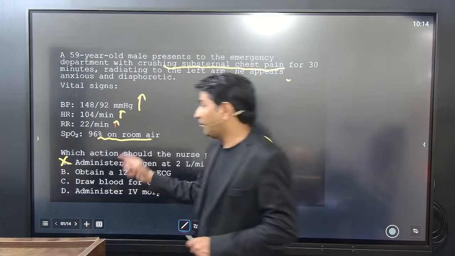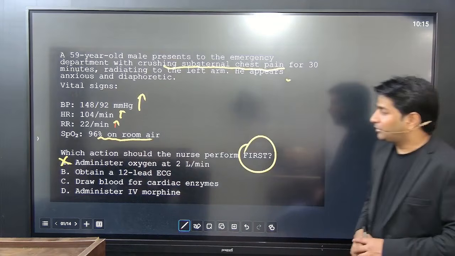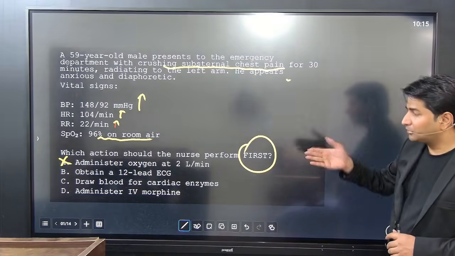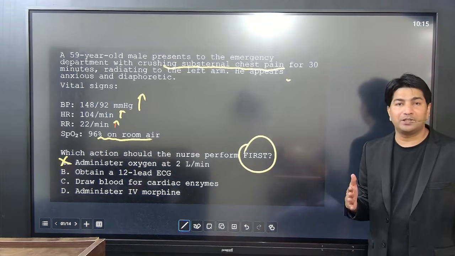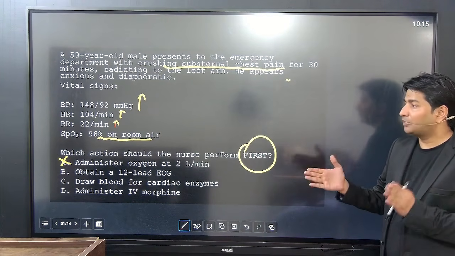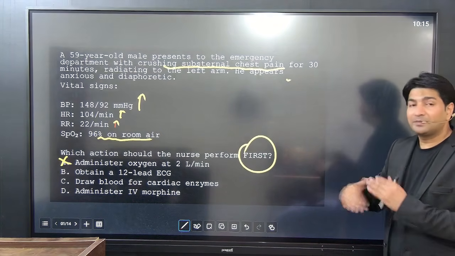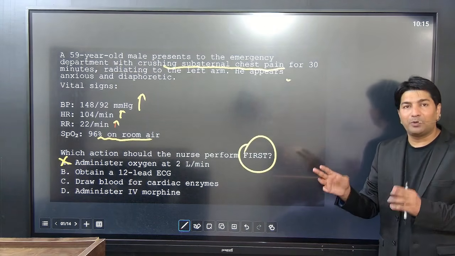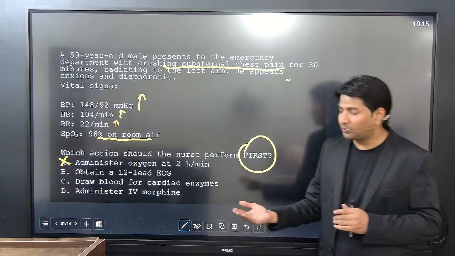So if saturation is normal, at that time, if you keep giving the patient oxygen, less nitric oxide will be produced, which means fewer vasodilators. The patient's coronary artery is partially blocked. It's also possible that the patient's coronary artery is completely blocked. If both are present, then the choice of treatment for both will be different.